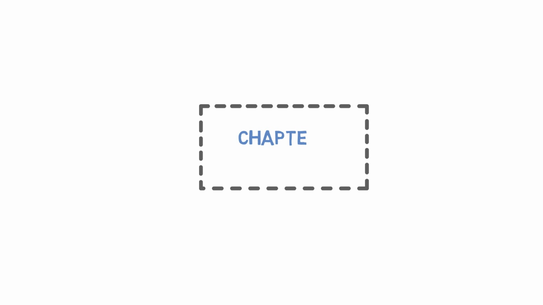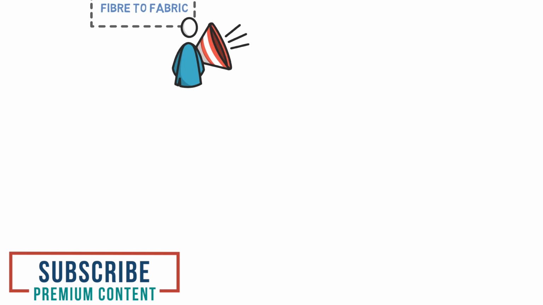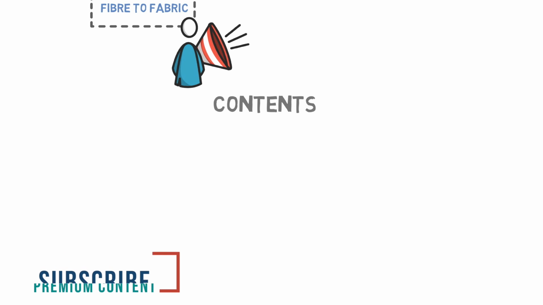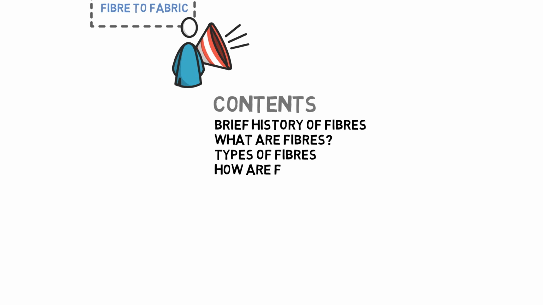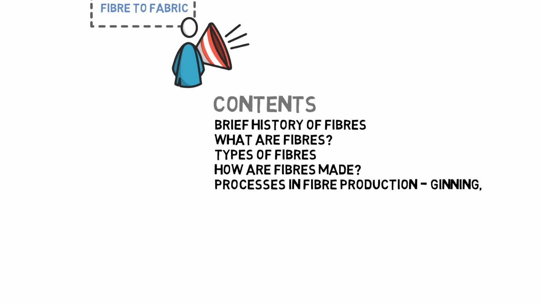Today we shall be covering the third chapter of Class 6 NCERT. First of all, let's get to know what all we will be covering in today's lecture. We will be starting with a basic historical overview of fibers. We will understand what are fibers, their types. We will study how are fibers produced. Finally, we will cover all the stages of fiber production in detail.